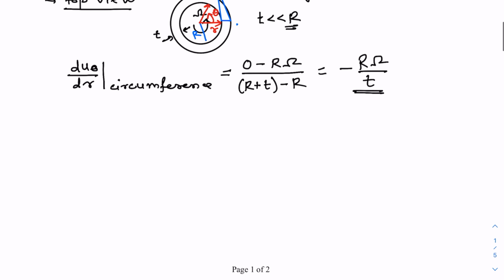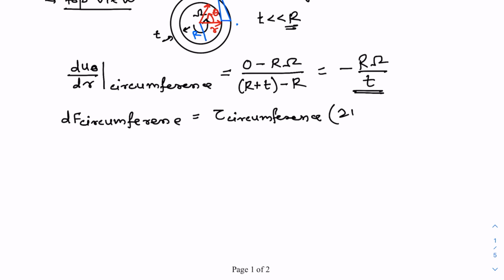Now, the force acting on a small circumferential area will be the shear stress acting on the circumference multiplied by 2 pi r dy.